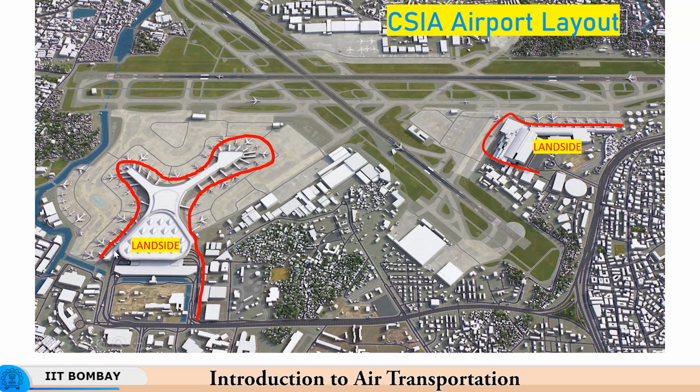So, the area encompassed below these red lines is the landside area where we expect passengers and the supporting facilities, and the entire other area is the airside area. So, these are the aprons. Then we have these taxiways, taxi lanes, this is the main taxiway, and then you have the runway. This is the main runway and this is the secondary runway.